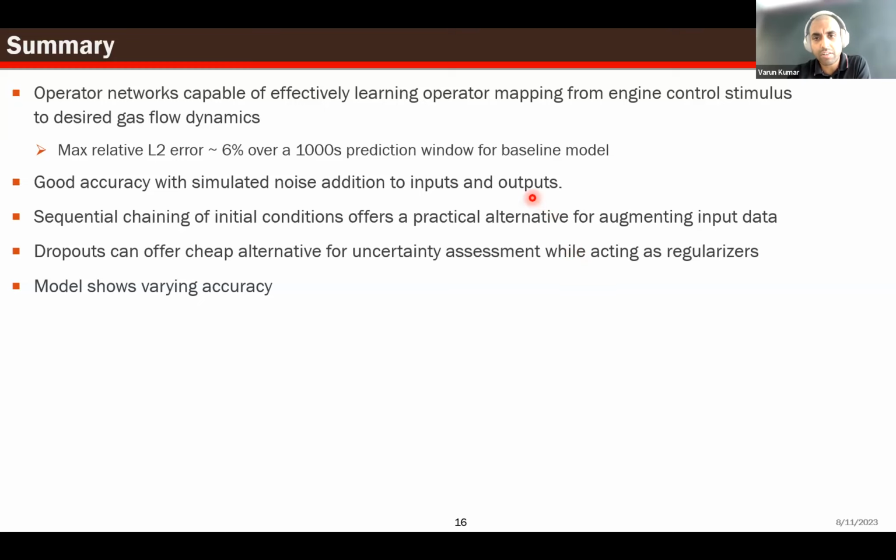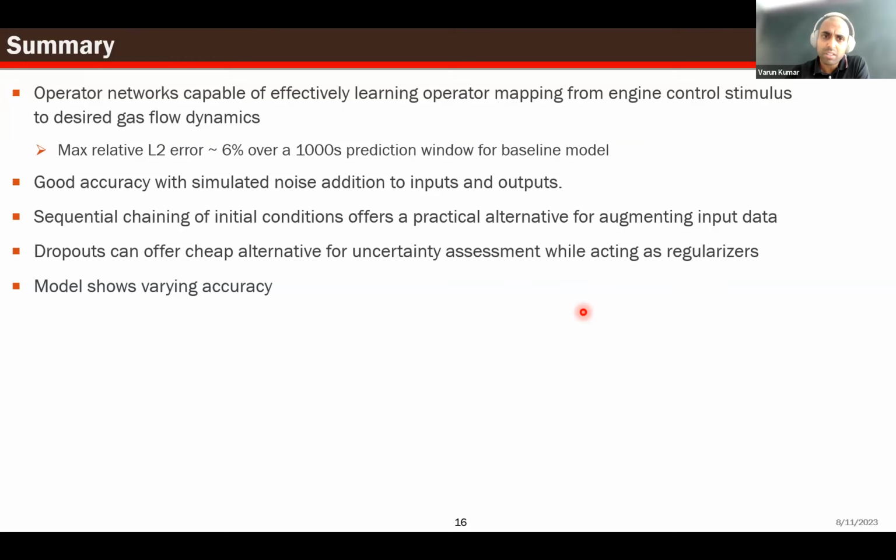Although I did not show the results for outputs, we actually tested noise addition to the outputs as well. The model performs well and the results are accurate. It's not predicting trash at that point. We also tested sequential chaining of initial conditions, which is a practical alternative if you don't have the output measurements or if the output measurements are corrupted. We do see higher error for this, and that is another area of improvement that we can work on.